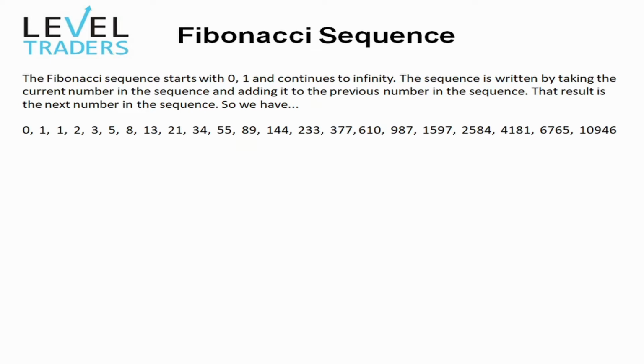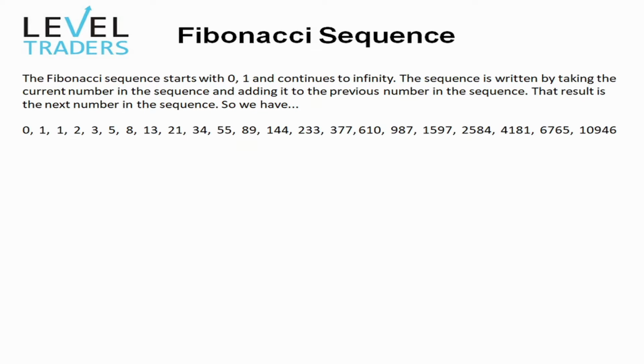So Fibonacci retracements are based on a unique property of this sequence in front of us. So we start with 0 and 1, and it continues to infinity. The way the sequence works is it takes the current number in the sequence and adds the previous number to it. So for example, if you start at 2, add the previous number 1, you get 3, and then at 3 you take the previous number, add 2, you get 5, and so on, and that continues to infinity.